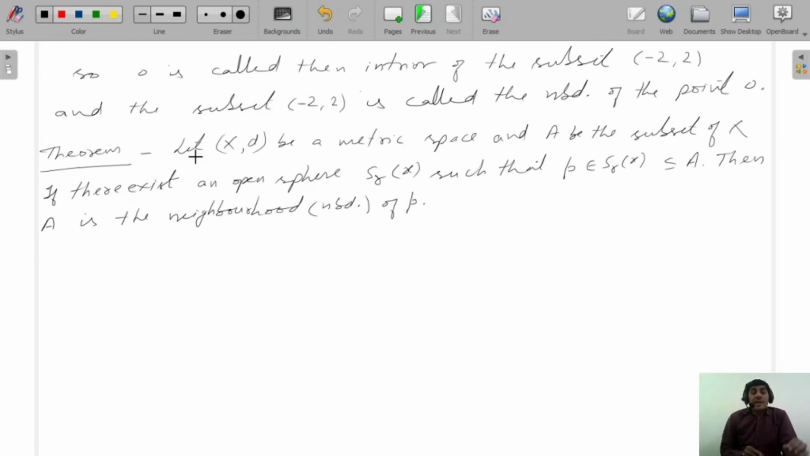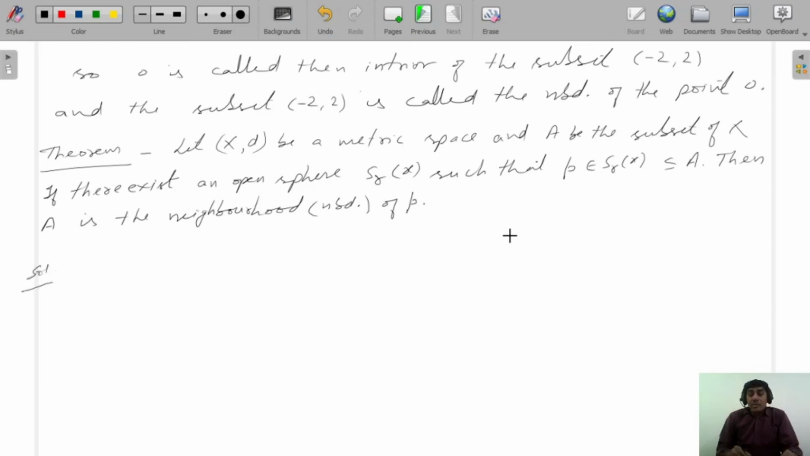That is, (X, d) is a metric space and A is a subset of capital X. If there exists an open sphere S_r(x), sphere centered at x with radius r, such that p belongs to S_r(x) and S_r(x) is contained in A, we have to prove that A is a neighborhood of small p.